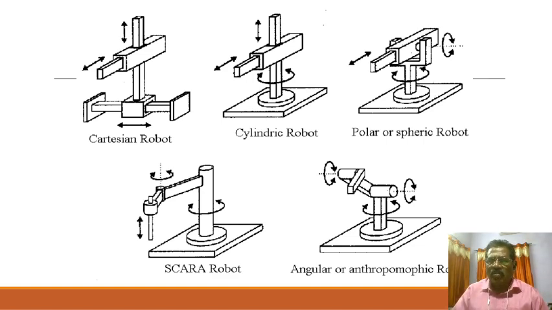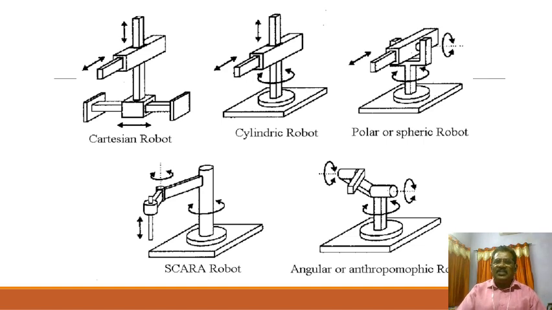Then there is the anthropomorphic robo or the angular robo, which is also called the articulated robo, where all three axes cater for rotation. There is no linear movement there.